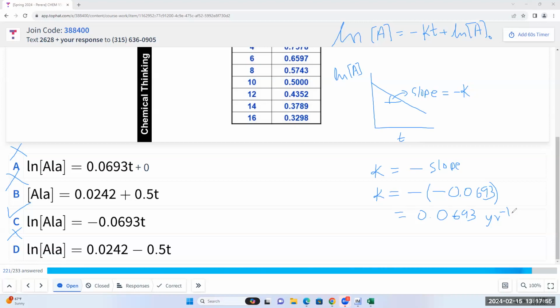Now I'm going to show you one other thing. This is going to show up on your test as well, maybe homework, test, quizzes, everywhere. The units of the rate constants are very important. I'm going to go back to my notebook to show you something.